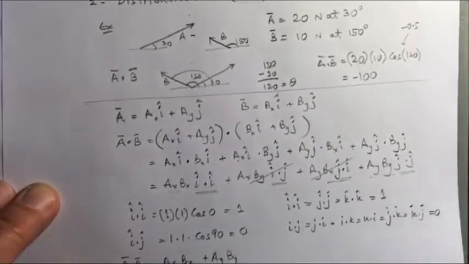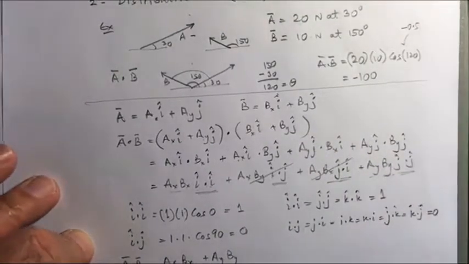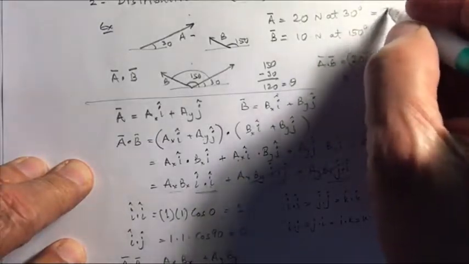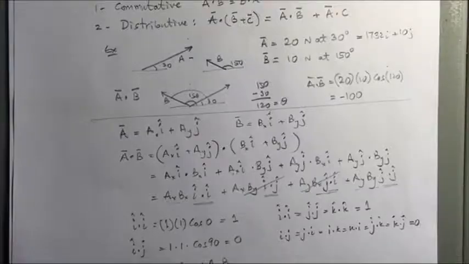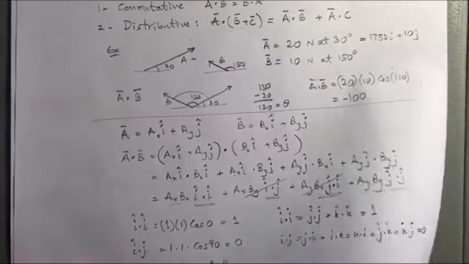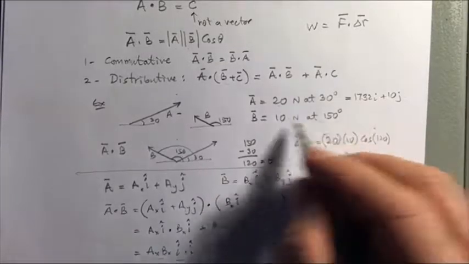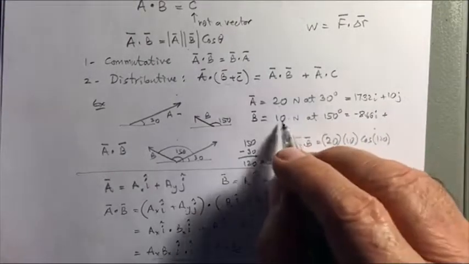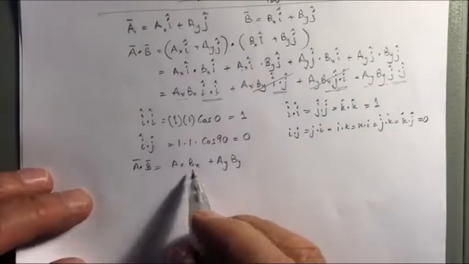Now if we do the earlier example in terms of a and b, so if I write this out in terms of ax i and ay j, then this will become 20 cosine 30, which is 17.32 i, and this vector is 17.32 i plus 10 j, and this one would be 10 cosine 150, so that would be minus 8.66 i plus 10 j.